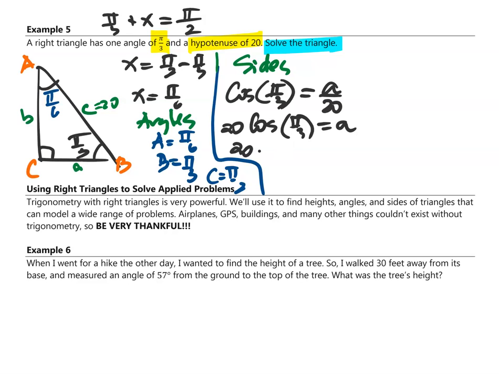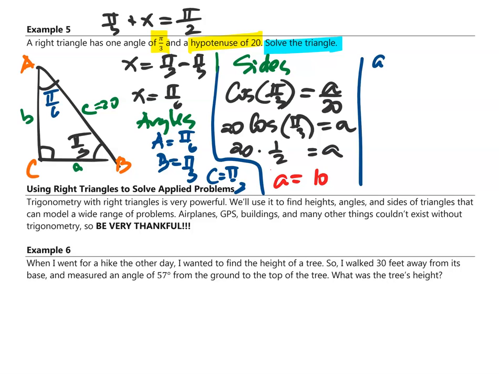And cosine of pi over 3 is actually equal to 1/2, and 20 times 1/2, A is equal to 10. Next is side B.